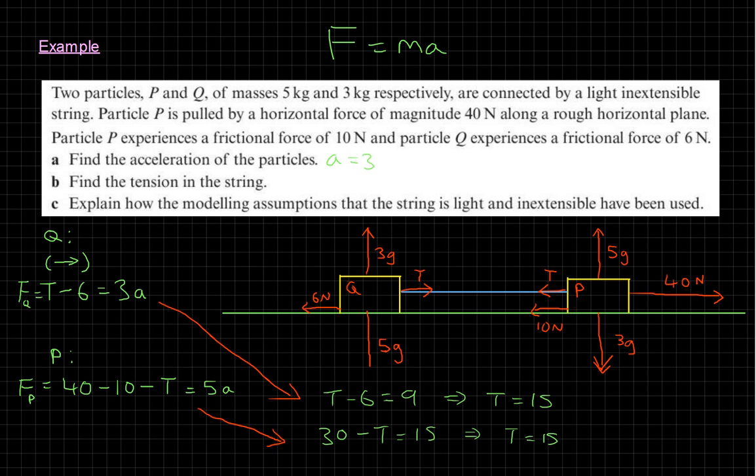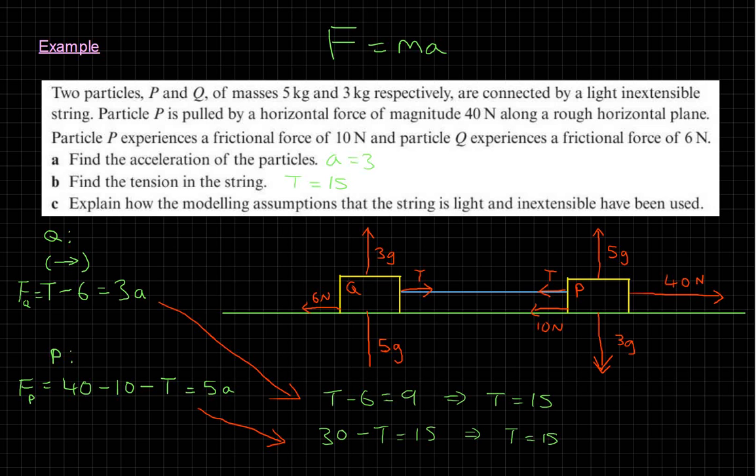The tension is 15, and that also makes clear the symmetry here. This T is in fact the same as this T, but that's not a coincidence. It'll always be the case, at least when the string is light and inextensible. The tension is the same at both ends. Great, so we've answered the second one. T is equal to 15.